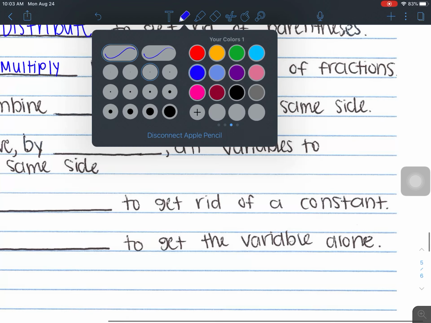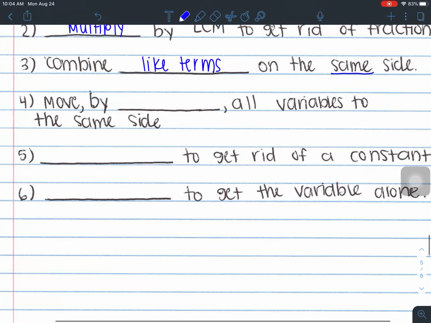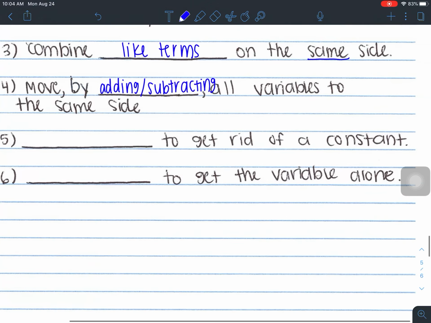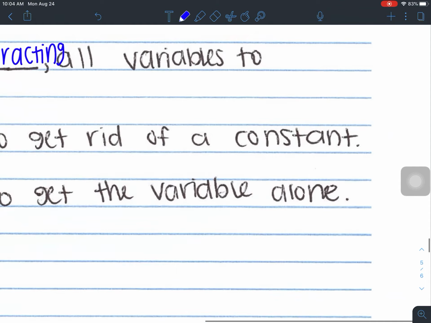Don't do it. Okay. If there are like terms, you want to combine like terms all on one side. If they're on the same side, that's important. If they're not on the same side, you can't combine the terms together. All right, now if you want to move variables, if you want to move stuff from side to side, you can only do that by adding or subtracting. And then number 5 is to get rid of a constant.